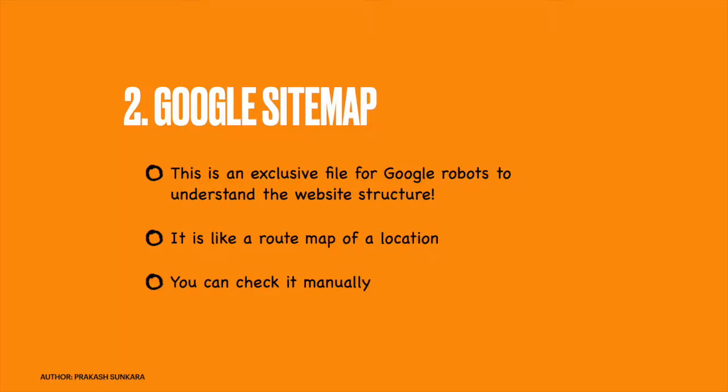The second element is Google Sitemap. Similar to Web Sitemap, this is exclusively for Google search engines. Every search engine has its own version, but we will be dealing with Google right now as it has the major market share. We'll show you how it looks in a while.